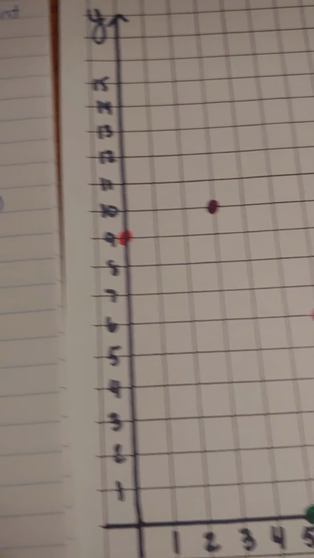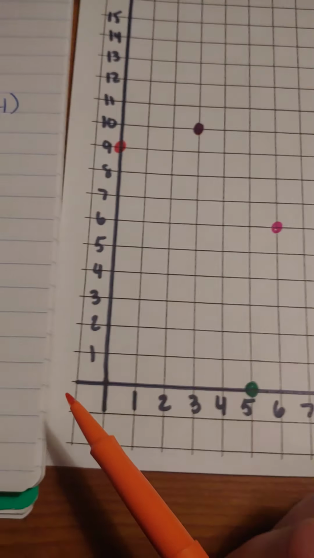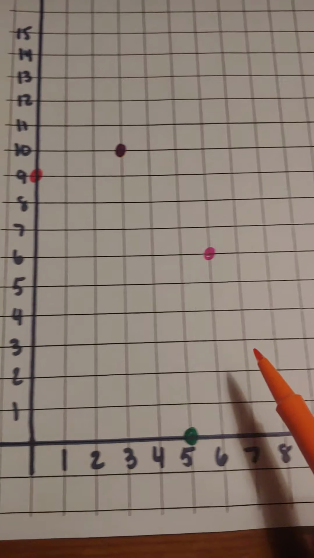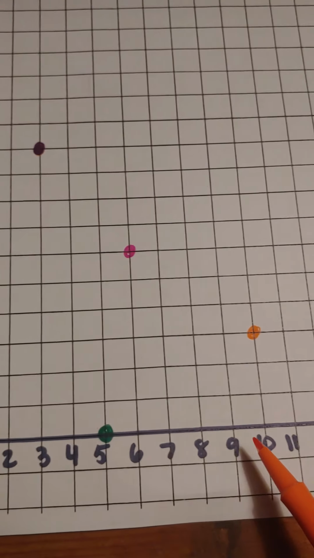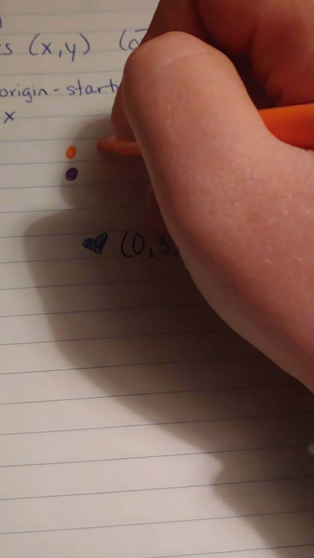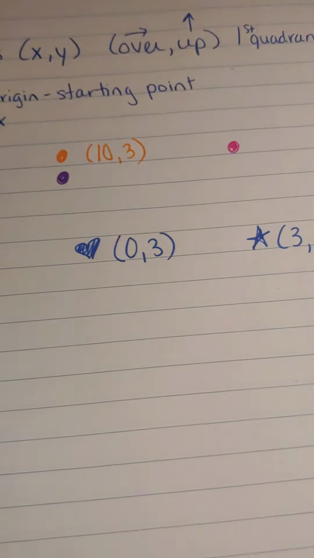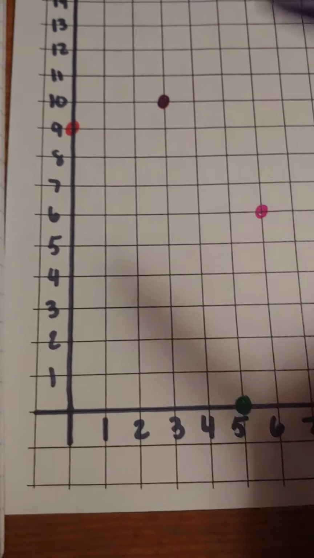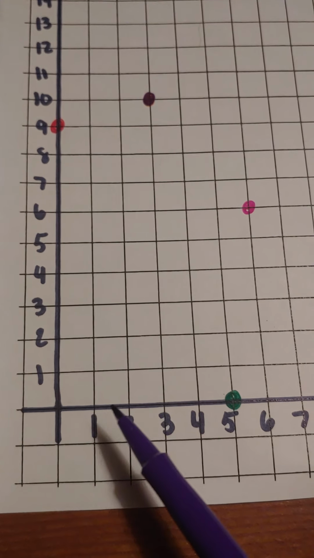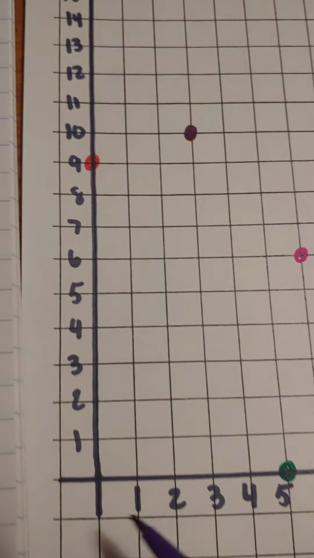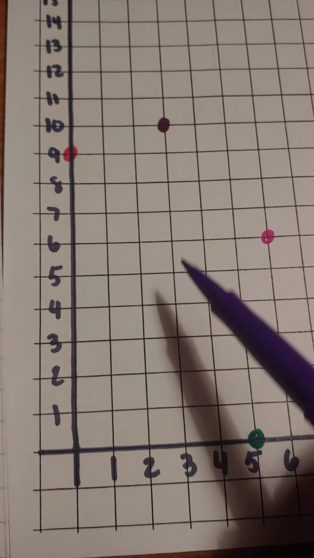Good. So now I'm going to go try to find my orange. So the orange tells me I have to go over 10 and up 3. So over 10, up 1, 2, 3. So 10, 3 is my point for my orange. And then I'm going to find my purple. So my purple dot is right here. So I need to go, start at my origin, go over 3, up 10. So my point is 3, 10 for my purple.